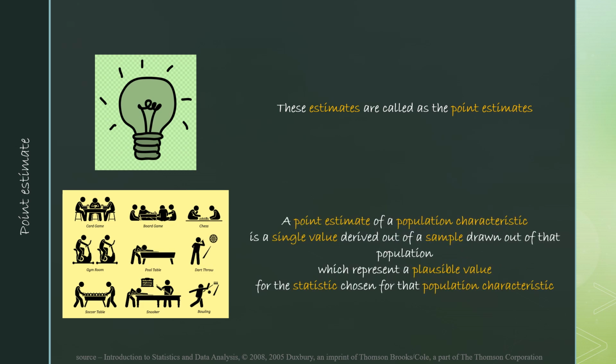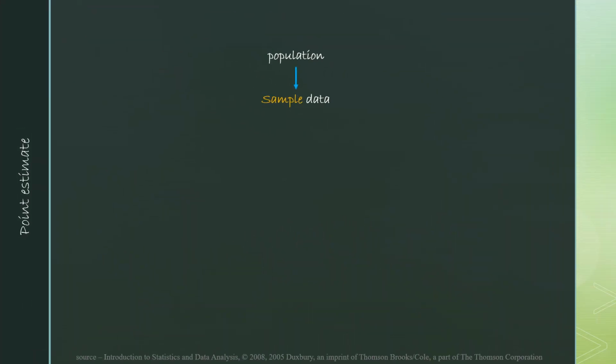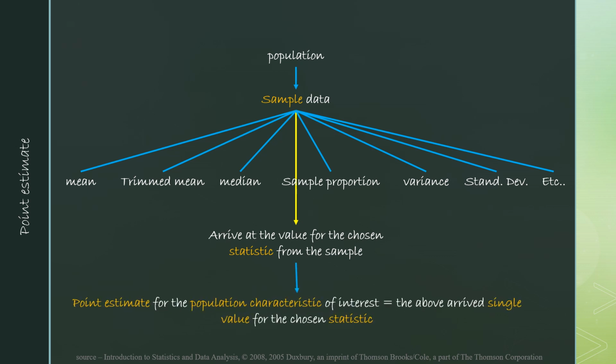A point estimate of a population characteristic is a single value derived out of a sample drawn out of that population which represents a plausible value for the statistic chosen for that population characteristic. Draw a sample out of the population, choose an appropriate statistic for the characteristic of the population that one wants to estimate, and arrive at the value for the chosen statistic from the sample. The point estimate for the population characteristic of interest equals the above arrived single value for the chosen statistic.